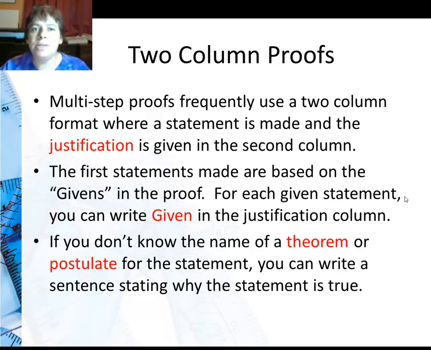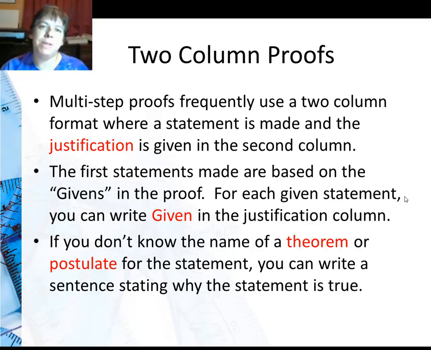The last ones that we were doing were pretty much single-step proofs. I just had to give you one theorem or postulate. So here I'm going to have to do multiple steps, and for multiple steps, we typically use a two-column proof. It's a great way to organize. The first column is going to be your statement, and the second column will be the justification, which would be like the angle, theorem, or definition.